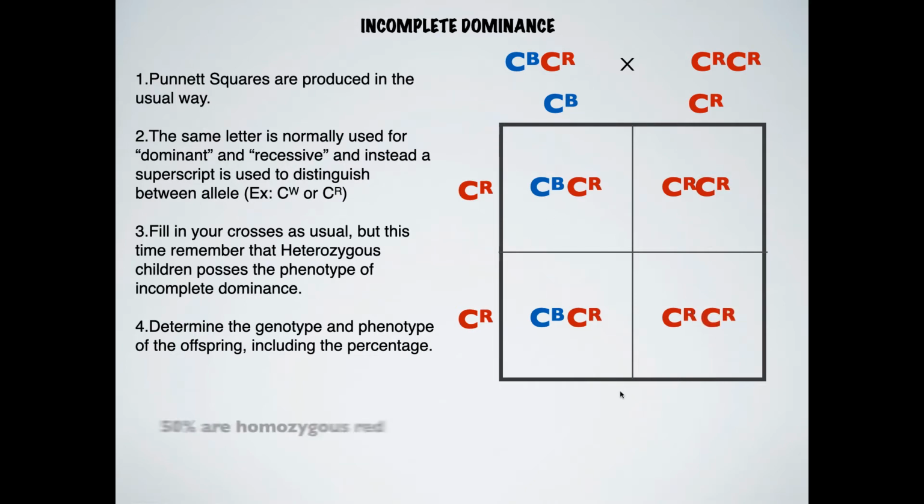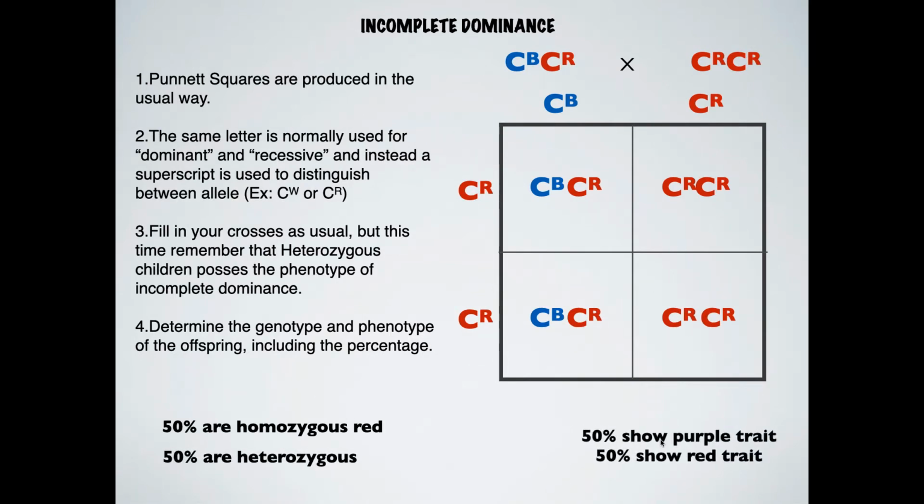Genotypically, 50% of them are homozygous for red. Sorry, I almost said homogeneous. 50% are heterozygous. That means that 50% of them would be red and 50% of them would be purple. And that's incomplete dominance.